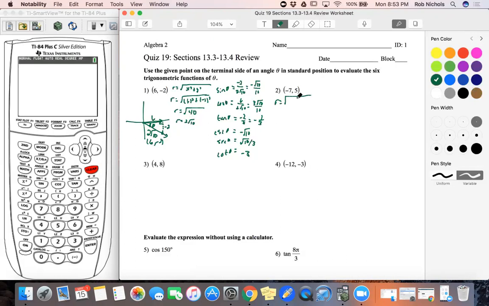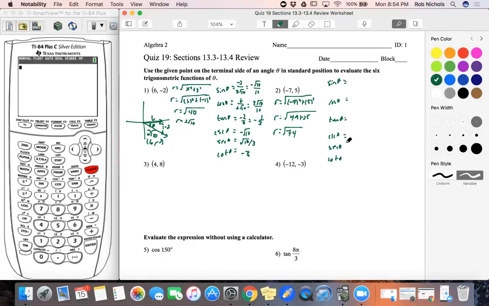So r equals the square root of x squared, so (-7) squared, plus y squared. So we have r equals the square root of 49 plus 25. So r equals the square root of 74, and I don't think that simplifies. So we have the sine of theta, the cosine of theta, tangent of theta, cosecant of theta, secant of theta, and cotangent of theta.